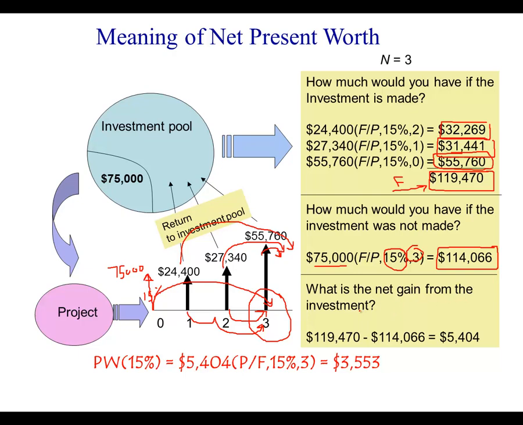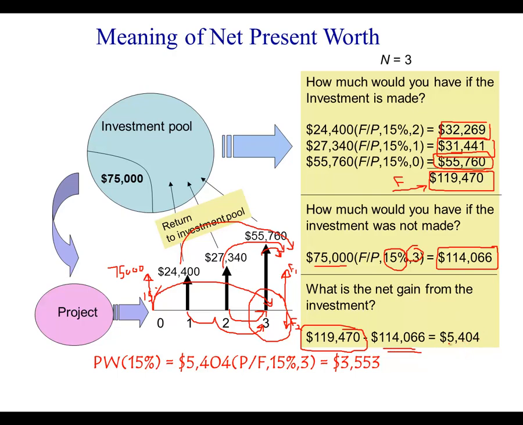So what's the net gain from the investment? The net gain is the difference, which is 5,404, so about 5,000. It's F1 minus F2 to see the difference between the two options. And we will decide that actually investing and buying a new machine is a better option than just leaving the money in the account, because I will gain $5,000 more.